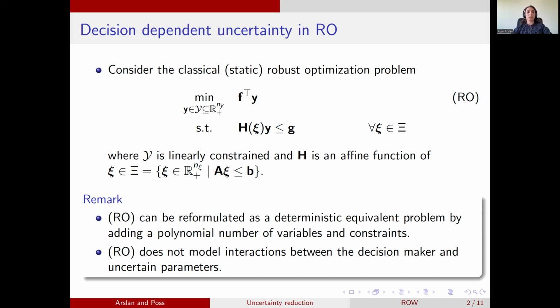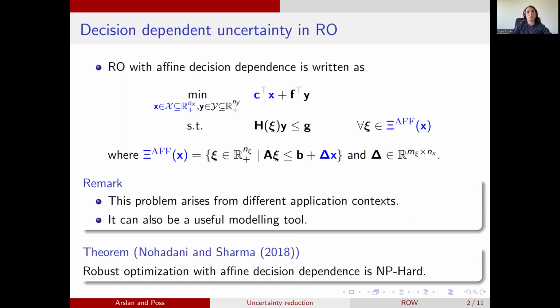But this kind of paradigm cannot model any sort of interaction between the decision maker and the uncertain parameter. One of the ways that the decision maker could potentially interact with the uncertainty is through what's called the decision-dependent uncertainty set. So in this modified problem, we introduce the decision variables X, and these decision variables enter the description of the uncertainty set. Here you have a specific structure where this dependence is only through the right-hand side, through this affine function, through a matrix delta. So the decisions X will change the right-hand side of the uncertainty set's constraints.